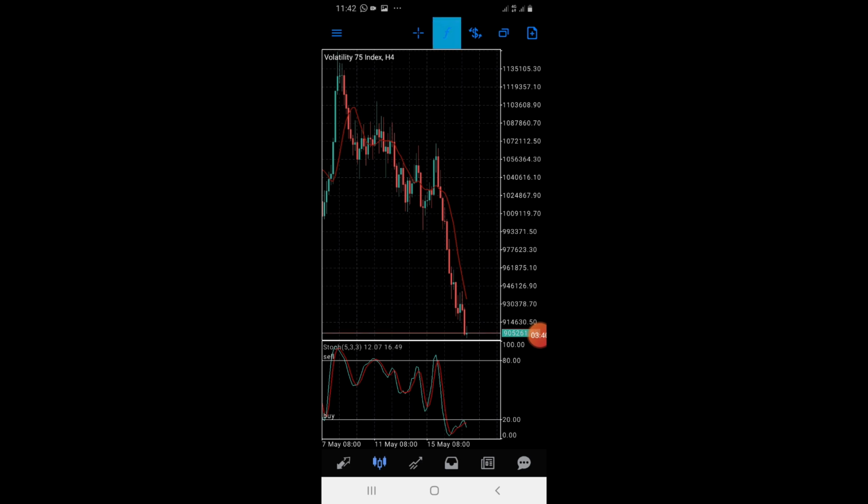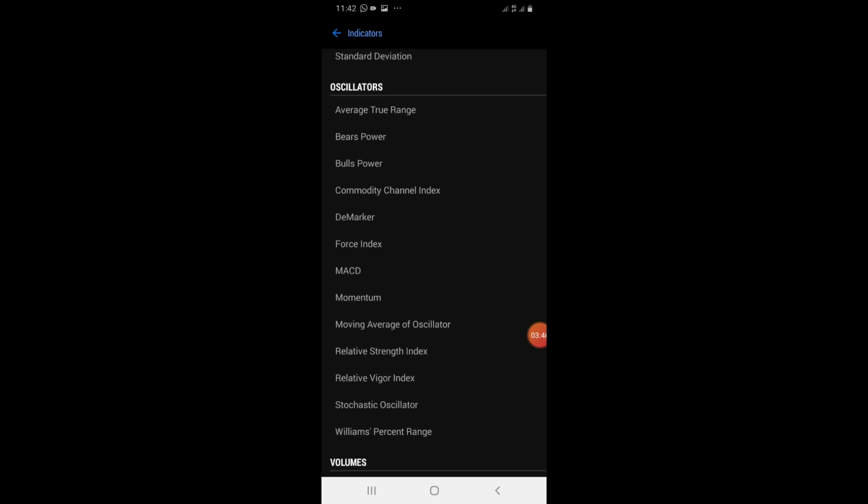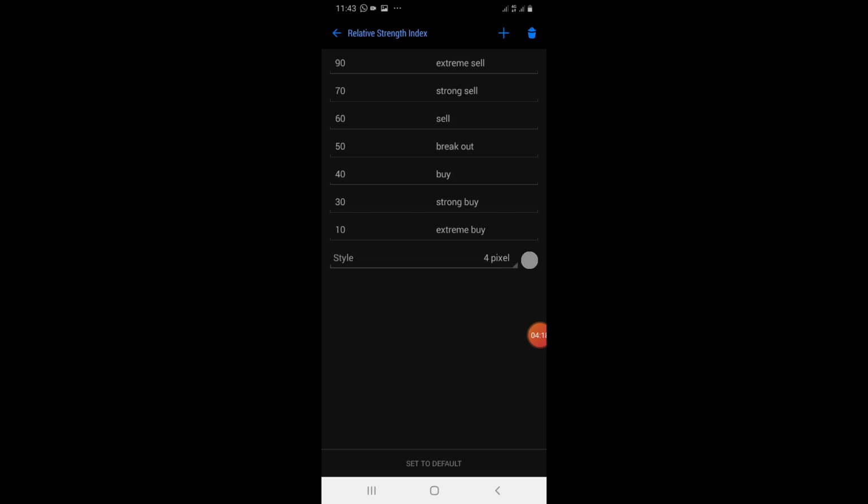The last indicator that we're going to add is the RSI, the relative strength index, and I have it right here. So here are the parameters for the RSI indicator. We have the period as 14, we have apply to close, we have the style as blue. You can choose the style that you prefer, but I want you to follow the colors that I have put so that we don't confuse each other. And then I'm going to have levels. So this one has a lot of levels, as you can see.